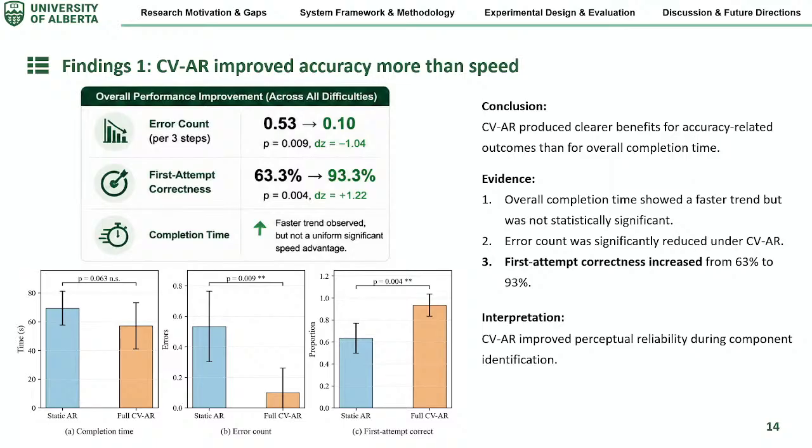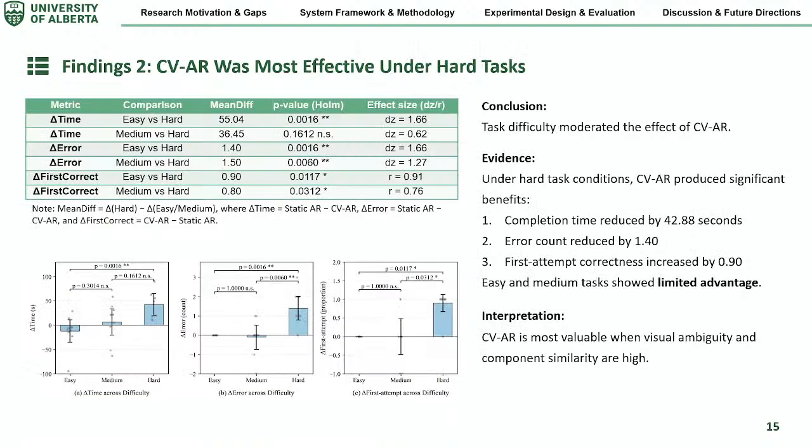The first one is that computer vision aided AR can improve accuracy more than speed, which means the overall completion time showed a faster trend, but it was not significant. But the error count and the first attempt correctness have very significant results. So we may come to a conclusion that CVAR improved the perceptual reliability during component identification.